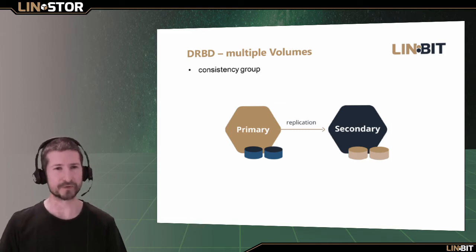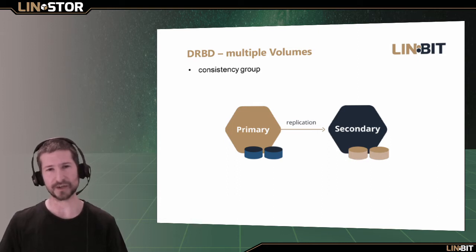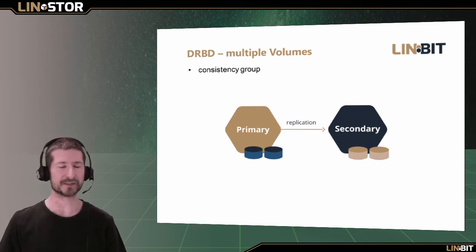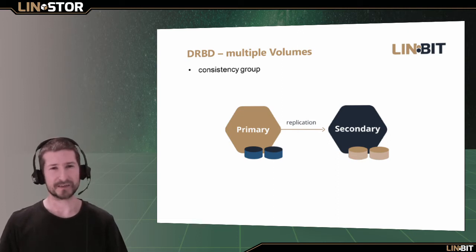If you have multiple resources, each of those resources has its own replication link. And each of those resources can be made primary on another node. So that's how you can build active-active clusters, for example. Each of those resources can also be started and stopped independently. And the replication link of each resource can be connected and disconnected independently.